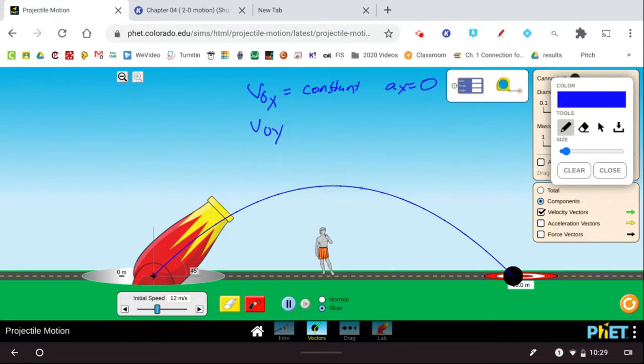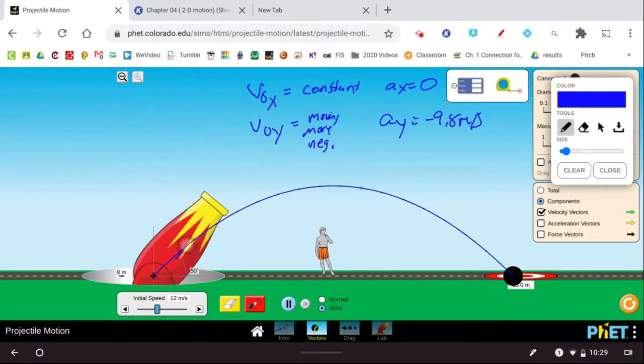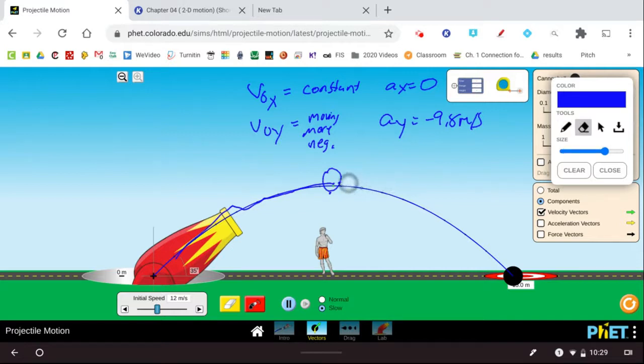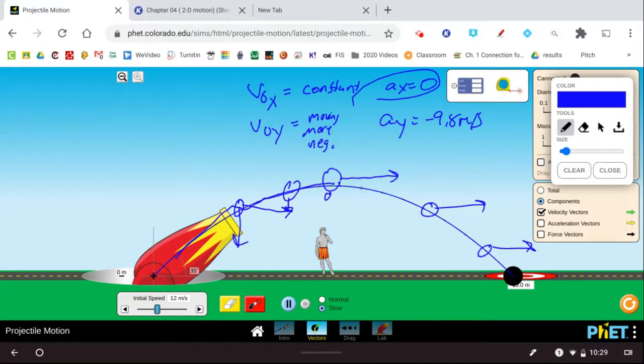The velocity in the y direction is moving towards the negative. And the reason that's happening is because the acceleration in the y direction is equal to negative 9.8 meters per second squared, equal to gravity. And so as this is flying up through the air, when it reaches here, there is a horizontal velocity. And that horizontal velocity is the same as the horizontal velocity here, and the same as the horizontal velocity here, and the same as the horizontal velocity here, because the acceleration in the x is 0.